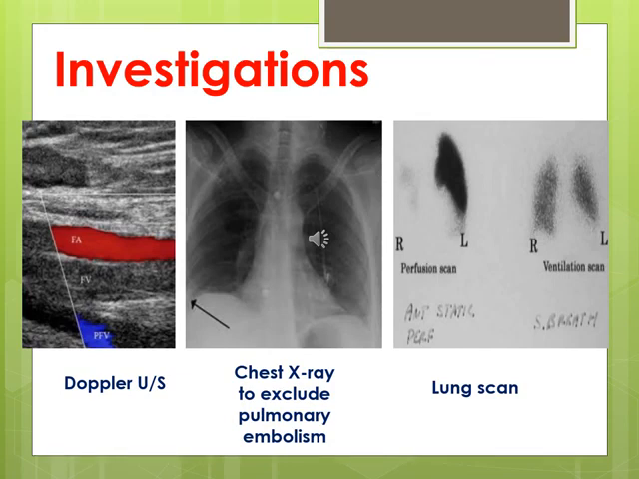What are the investigations needed to diagnose a case of DVT? This includes Doppler ultrasound study of the lower limb. Also a chest X-ray to exclude pulmonary embolism. The finding is oligemic lung. Also there is the lung scan, where we see ventilation perfusion mismatch.